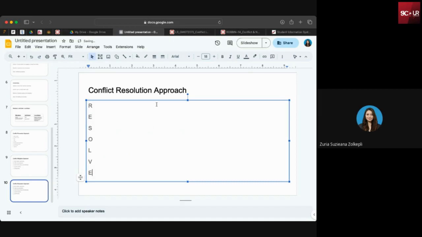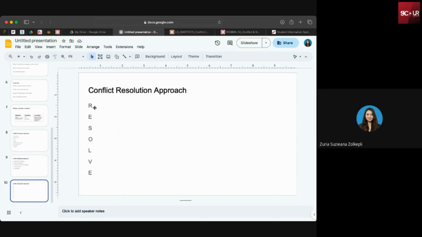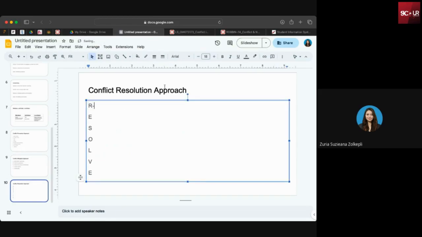Okay, it comes from the word resolve. So R is to remember. To remember. Okay, remember what? Remember the goal. Okay, the solution, what you want to find out.